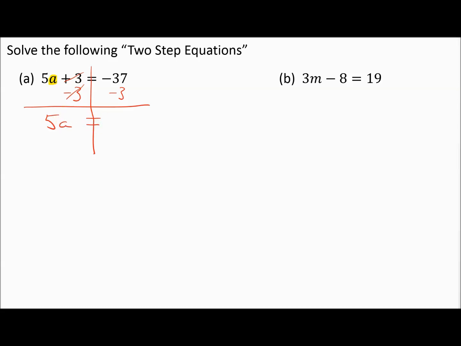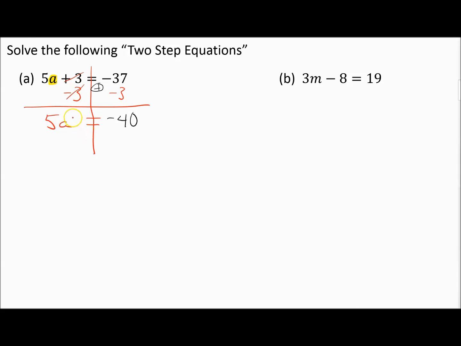Now here's a hint. If you have negative 37 minus 3, think about that as negative 37 plus a negative 3. If you always say plus between them and take this as your signs, like positive or negative, instead of subtraction, it'll be easier. So negative 37 plus negative 3 is negative 40. Okay, so I have negative 40 over here.